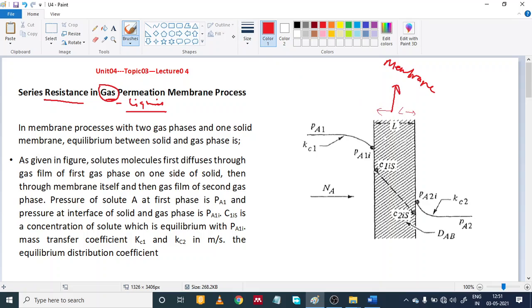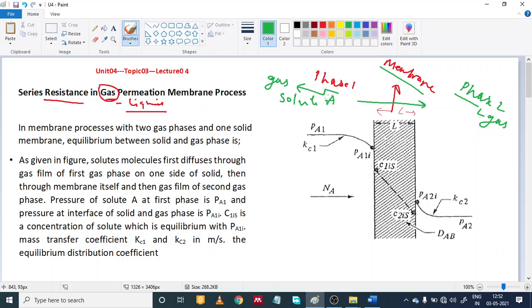L length is given here, and this is phase 1, and this is phase 2. Phase 1 is a gas phase. Phase 2 is also a gas phase. So both have a gas phase and one membrane is there. So obviously a solute A is passing from phase 1 to phase 2 via this membrane.